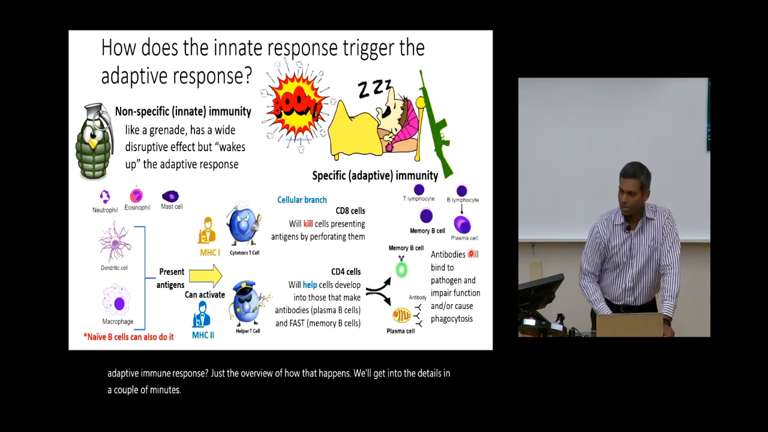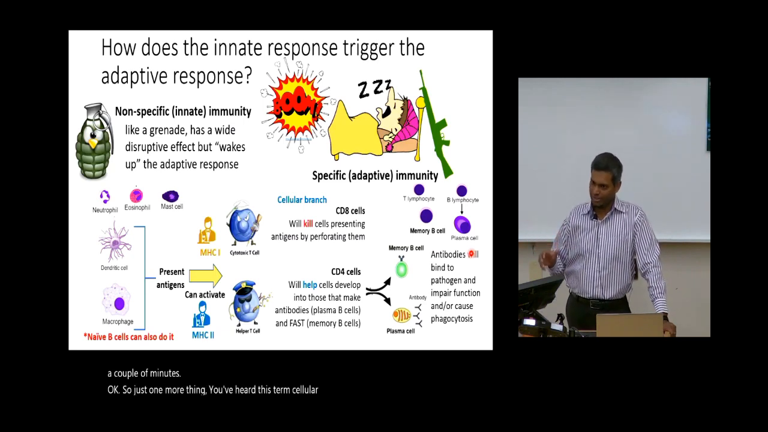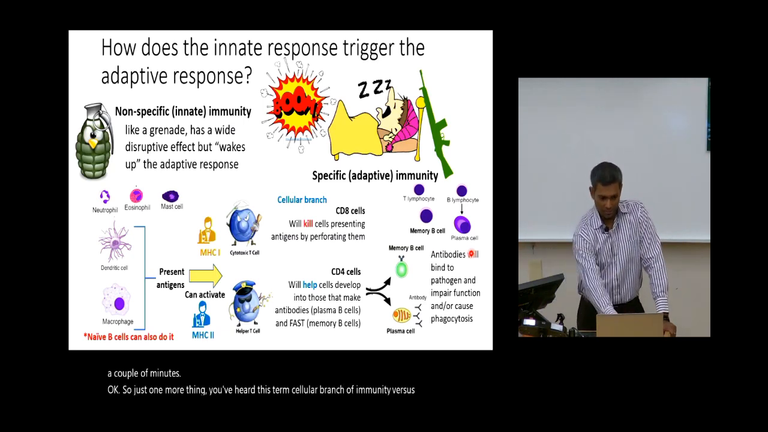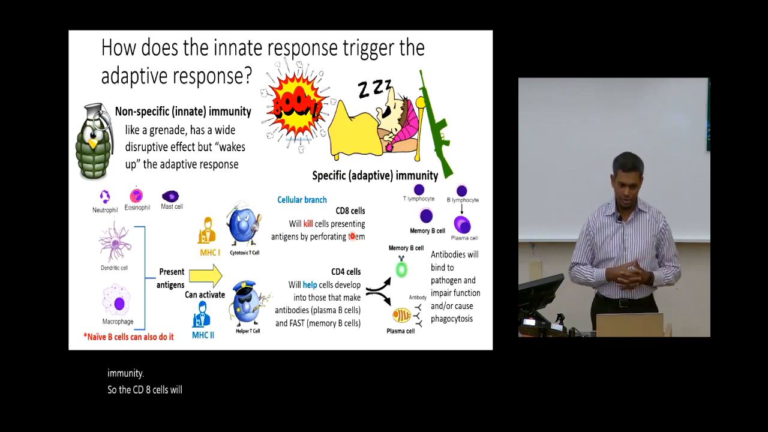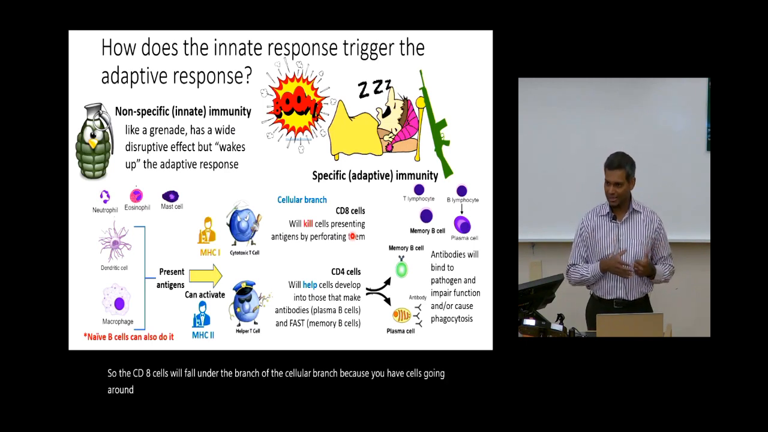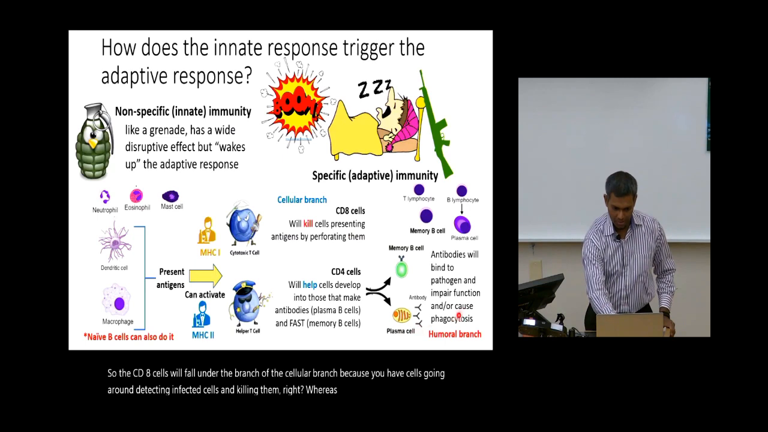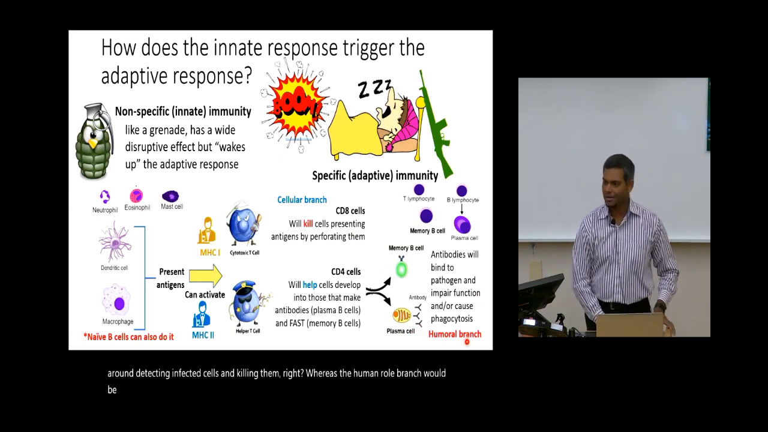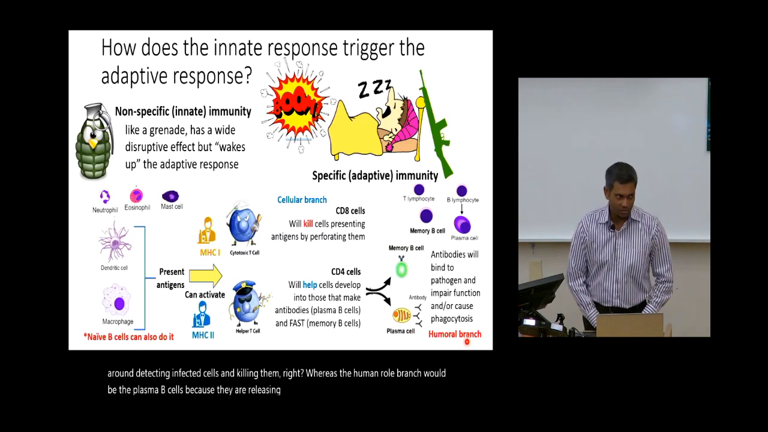Okay, so just one more thing. You've heard this term cellular branch of immunity versus humoral immunity. So the CD8 cells will fall under the cellular branch, because you have cells going around detecting infected cells and killing them, right? Whereas the humoral branch would be the plasma B cells, because they are releasing antibodies into the bloodstream.